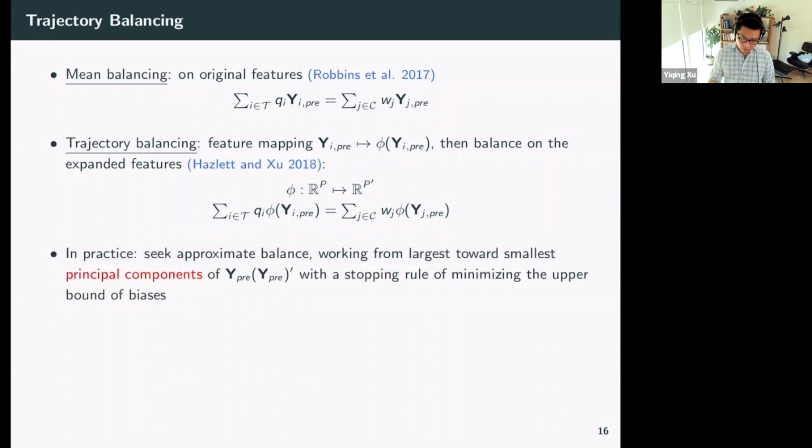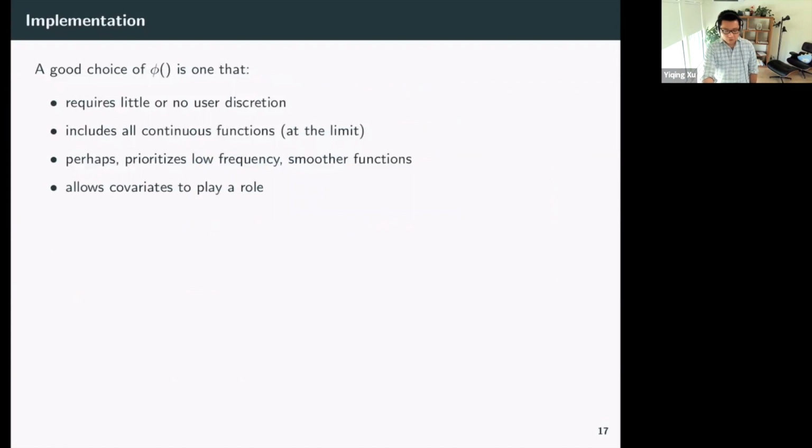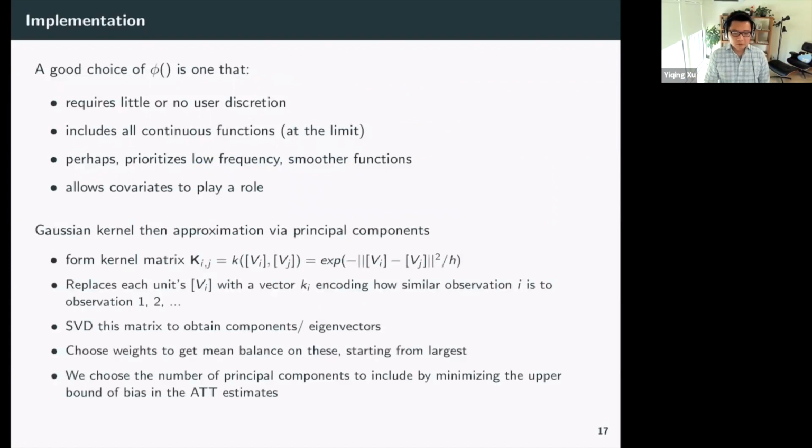We work from the largest principal components of this product matrix, and then see how much progress we can make. So we choose the Gaussian kernel, and I don't have time to discuss this, but there are some implementation issues, how we form the kernel, and so on and so forth. The kernel matrix will be n by n, n being the sample size, the number of treated units combined with the number of control units. So it's a large matrix. One limitation of the kernel method is that we need a lot of computational power. The computational time is of the square order of the number of units.